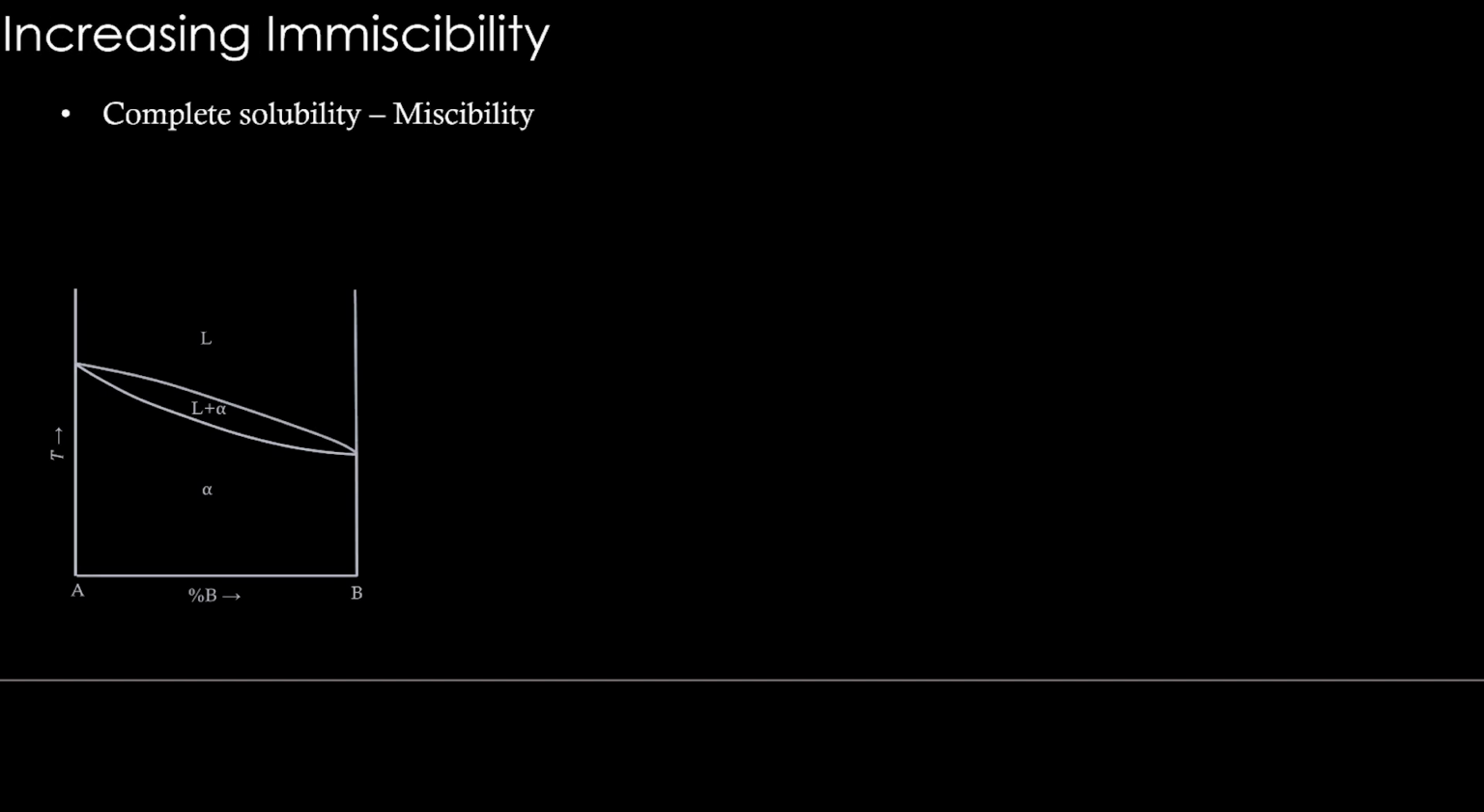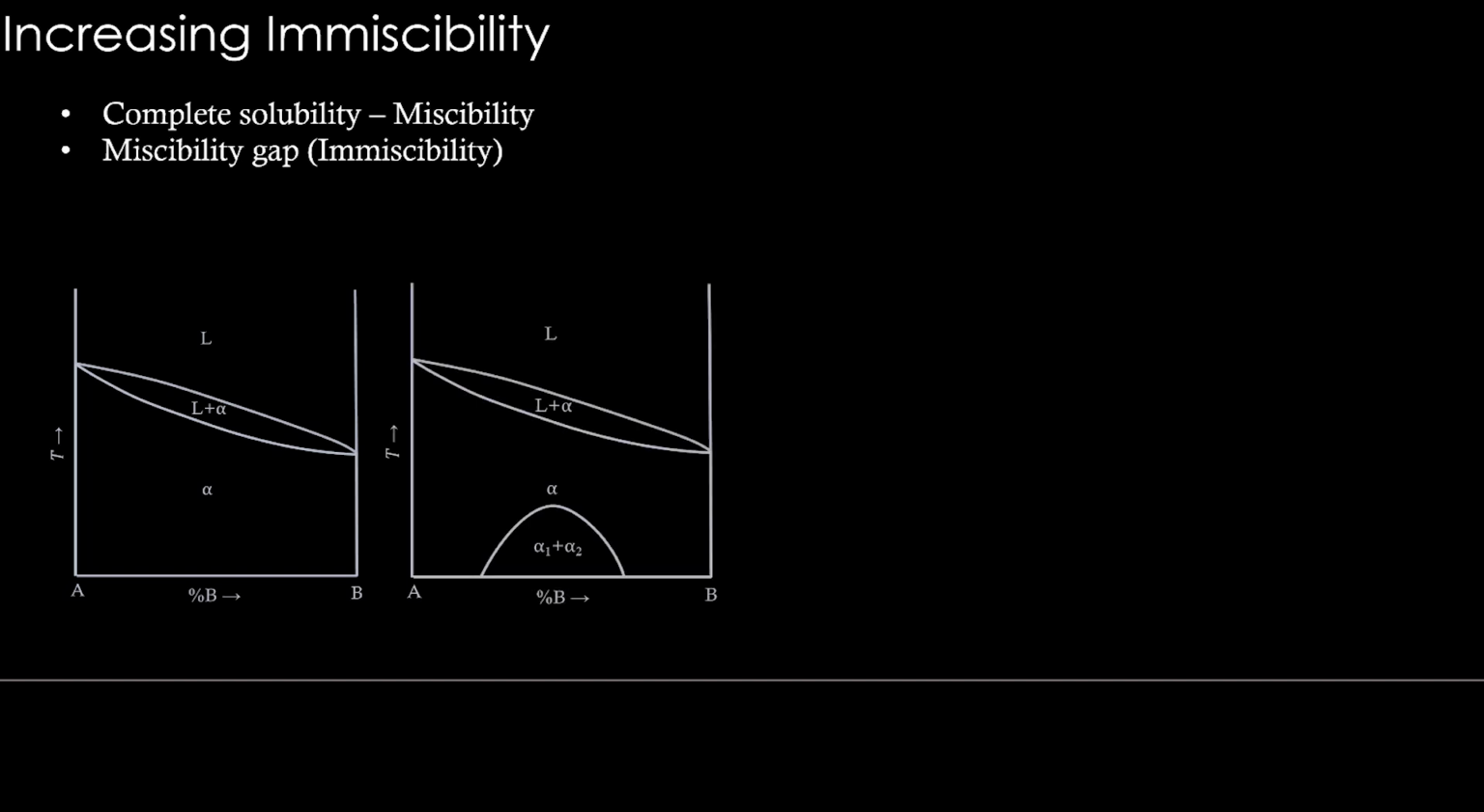In the previous classes, we saw these ideas. Complete solubility in solid state, we called it miscibility, and we also saw about the miscibility gap, where a small immiscibility happens below a certain temperature, and two phases, in this case alpha 1 and alpha 2, appear below a certain temperature. This is immiscibility. What happens with an increase in this immiscibility or in this miscibility gap?